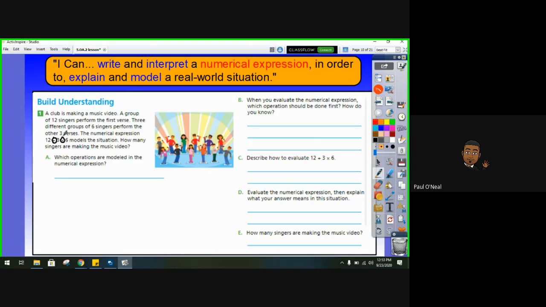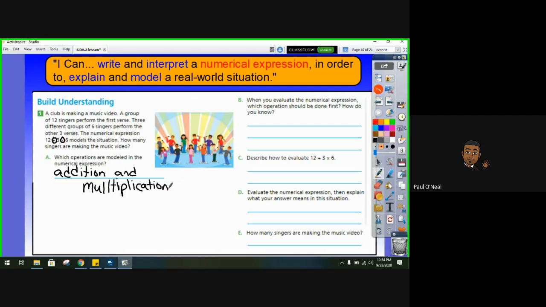A, which operations are modeled in the numerical expression? Well, I just circled them for you. We have addition. And ladies and gentlemen, this is why it is so helpful to take out the information, indicate certain things that they're talking about. And multiplication. Right? A plus sign. And then we also have the X for multiplication, right? Cool. B, when you evaluate the numerical expression, which operation should be done first? And how do you know?